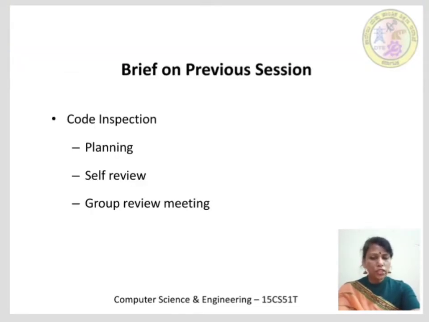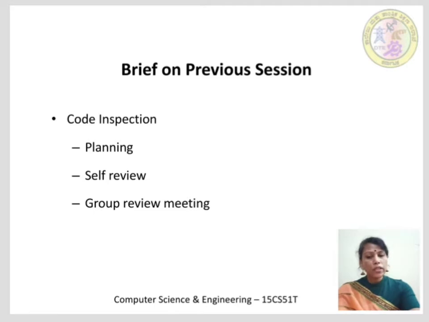In the previous session, we have understood what is code inspection and its different stages, such as planning, self-review, and group review meeting. Code inspection is the most formal type of review. It is a static testing in which defects are detected in the code not by executing the code but through a manual process. The main purpose of code inspection is to find defects and not to find the solution for them. Preparation before the code inspection is essential.